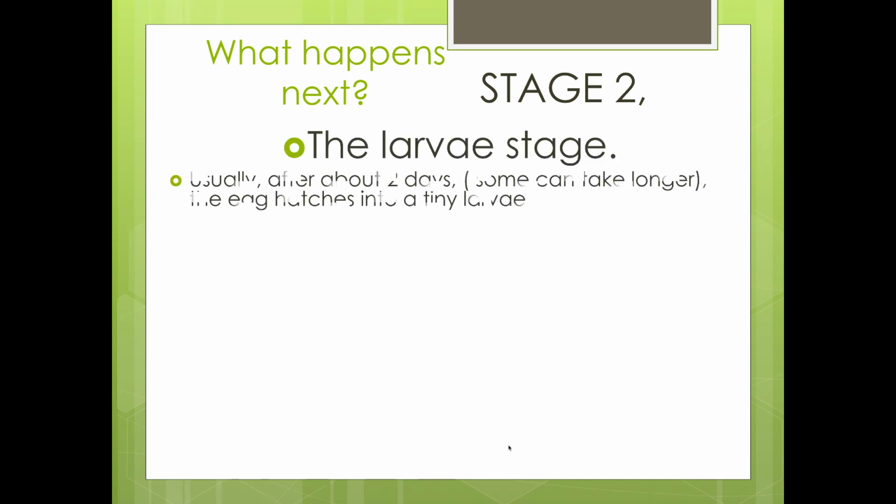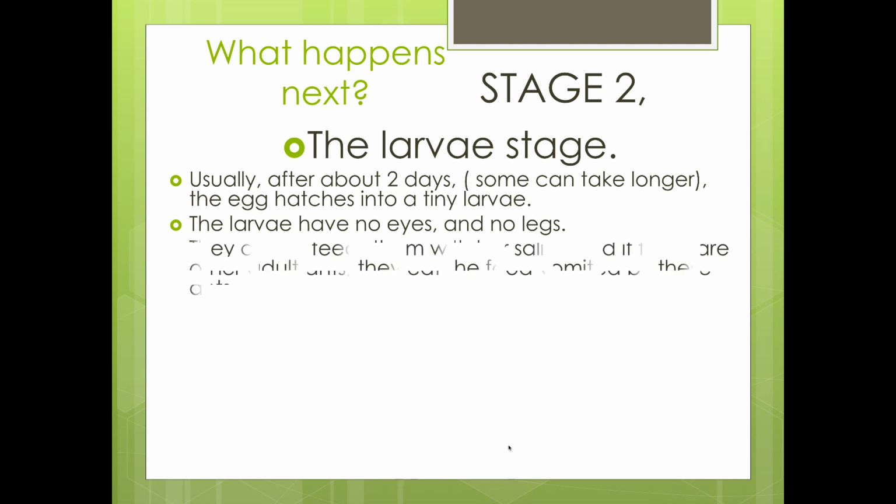What happens next? Stage 2. The larva stage. Usually about 2 days, some can take longer, the egg hatches into a tiny larva. The larvae have no eyes and no legs.